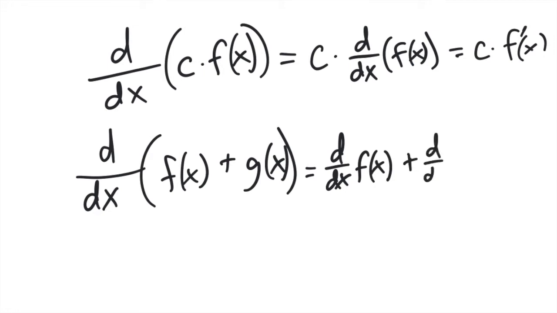So this should work exactly the way that you want it to work, which is the same way that it worked with limits. If we have a sum here, just take the derivative of each of the separate terms separately and then add the result together. This doesn't just work with addition, it works with subtraction as well. So I'll put plus or minus in there.